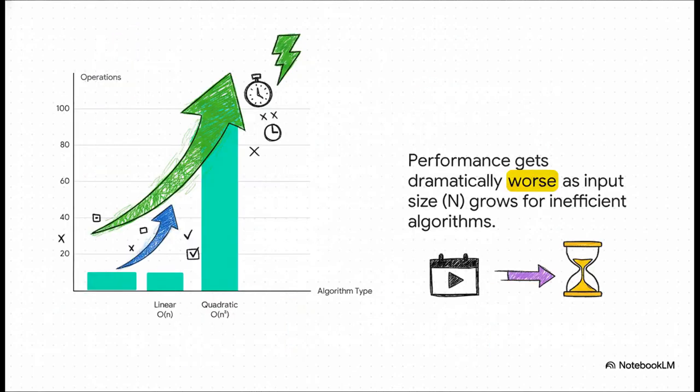And if that table didn't make it clear, this bar chart will. Wow, just look at the difference. The bar for the quadratic algorithm just skyrockets as the input size n goes up, while the linear one just plods along. Choosing the right algorithm isn't a small tweak. It can literally be the difference between a program that runs in a second and one that would take a week to finish.